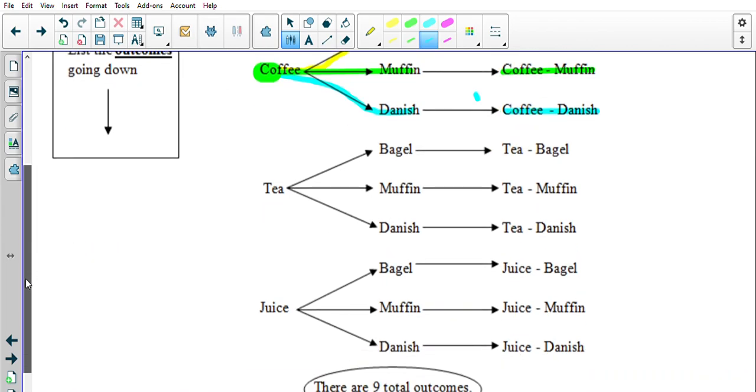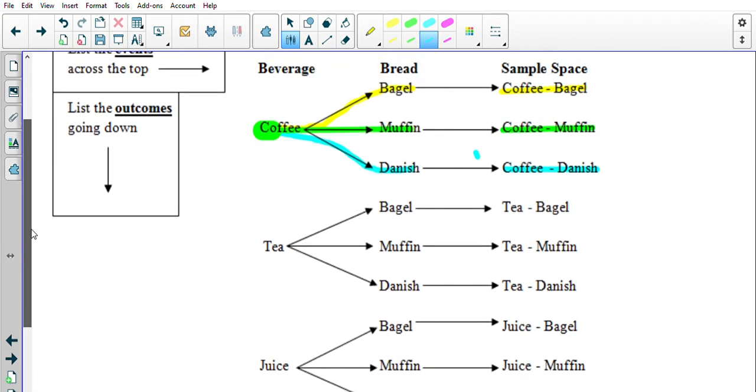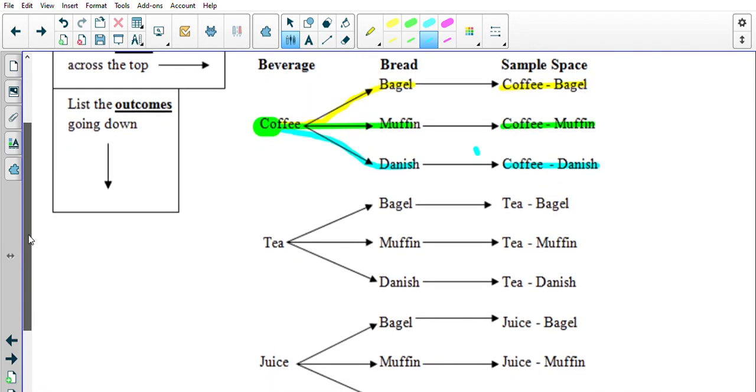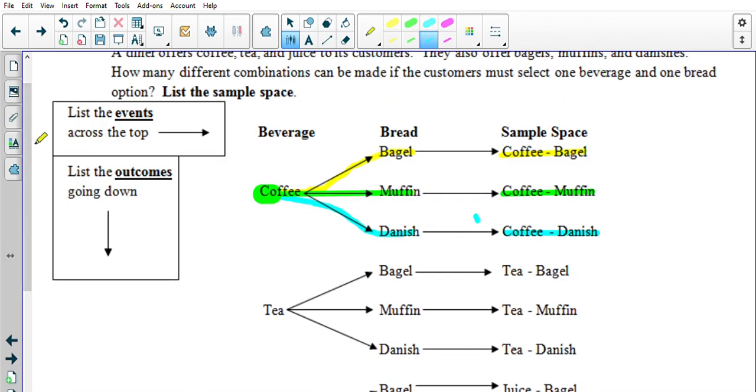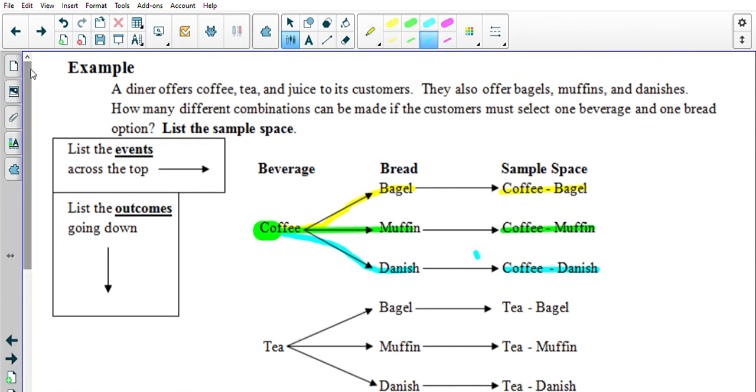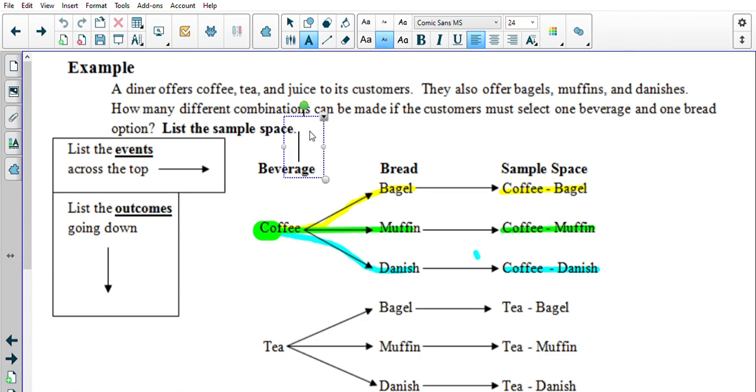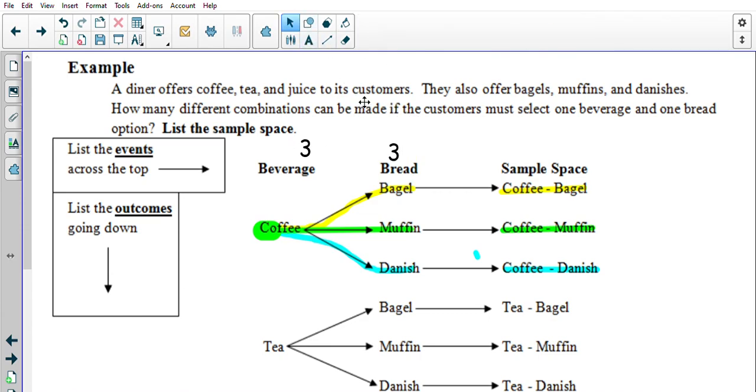Okay. One other way you could figure out, if you didn't need to list the sample space or all of the possible outcomes, how many elements are in the sample space is by looking at each of your events. We had the beverage and we had the bread. For the beverage, we had 3 outcomes. For our bread, we had 3 possible outcomes. And if you take 3 times 3, that gets you 9.